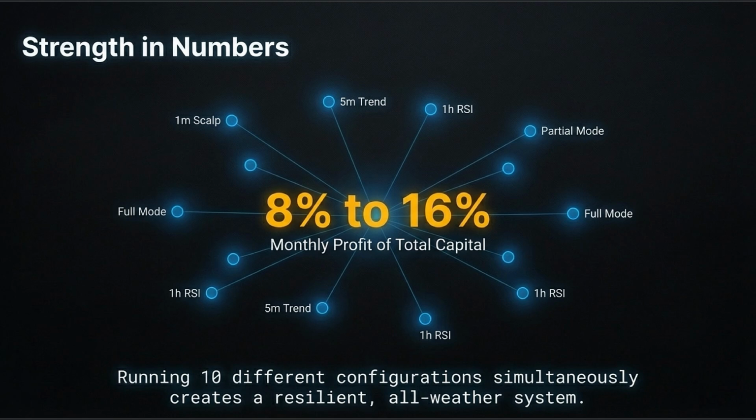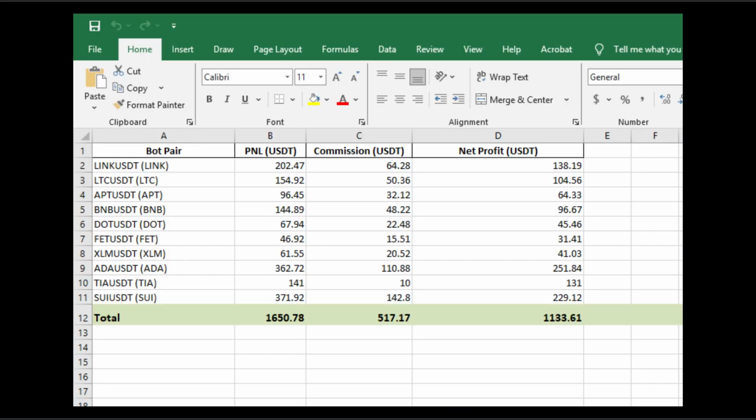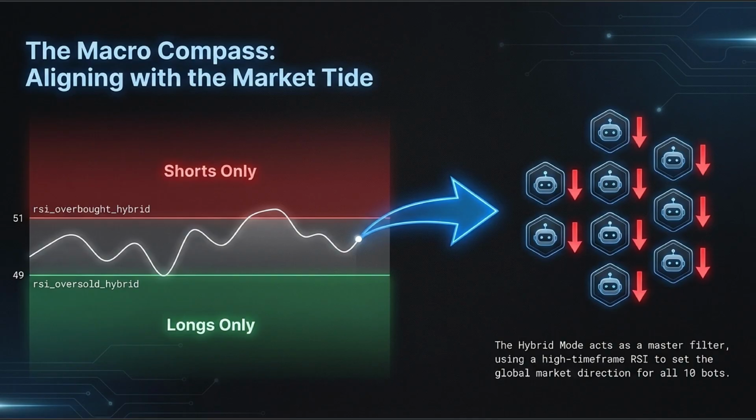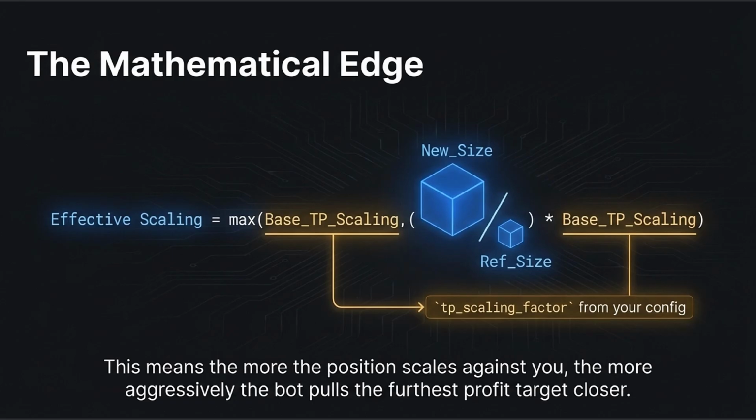With 10 bots active, the system generates a monthly profit of 8% to 16% of the total capital. Diversification is achieved by running bots with varied RSI configurations and timeframes, ranging from 1 minute to 1 hour. For example, 2 or 3 bots might run in full mode, while 7 run in partial mode. Some use a 1-minute RSI for rapid scalping, while others use 5-minute, 1-hour, or 4-hour timeframes. For higher timeframes, the take-profit (TP) levels are expanded accordingly.